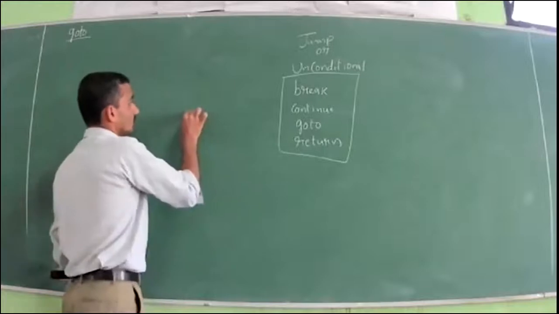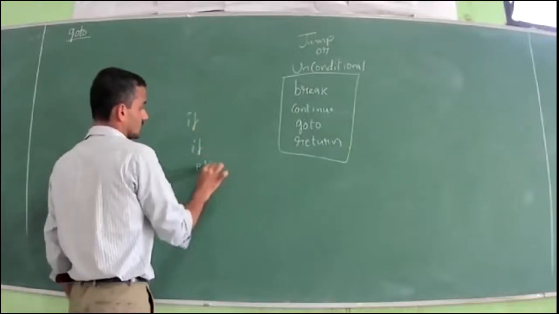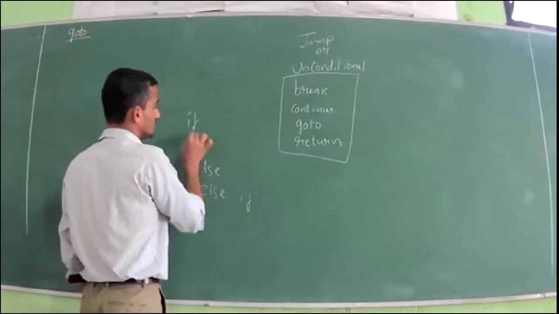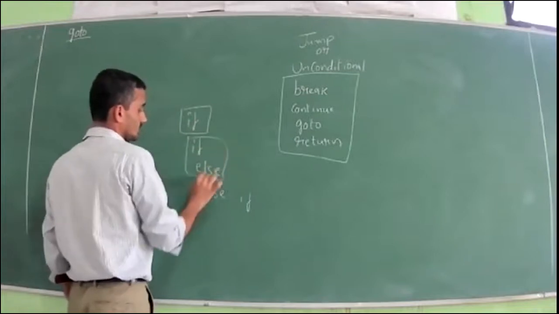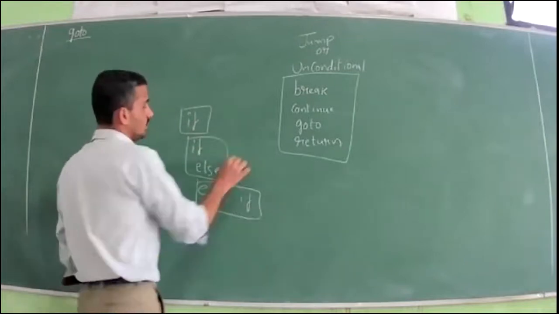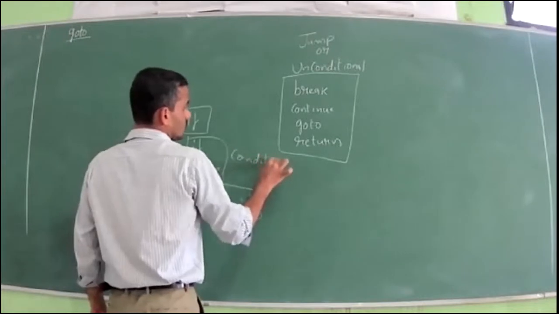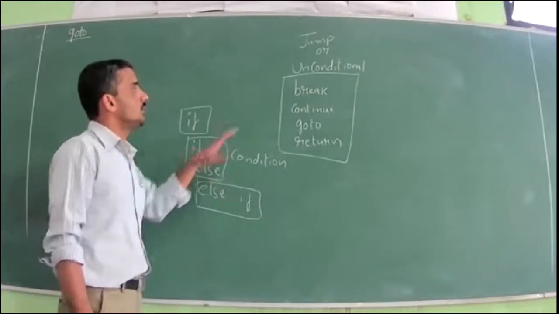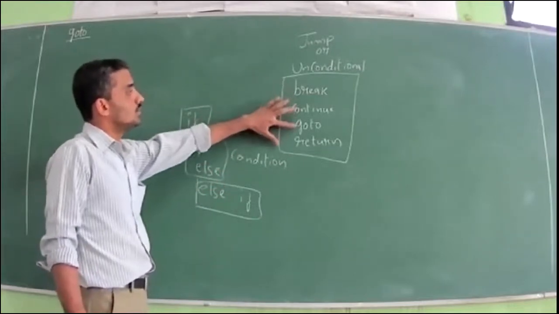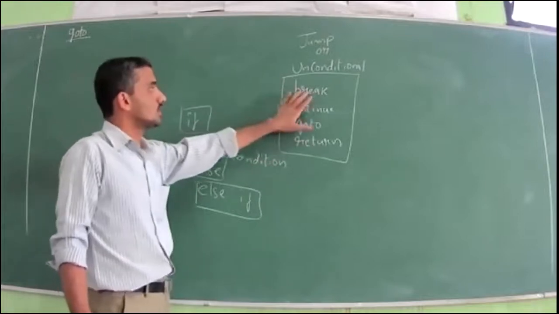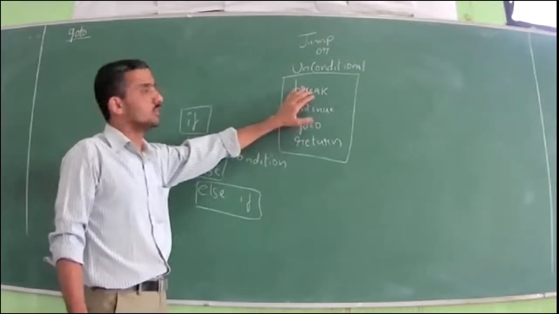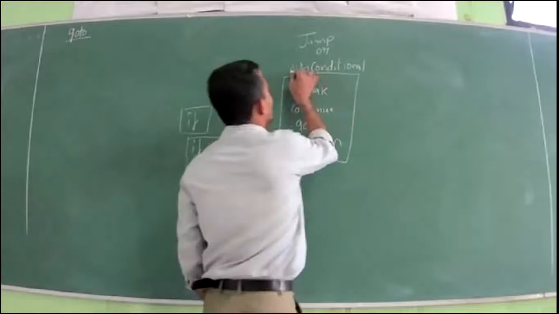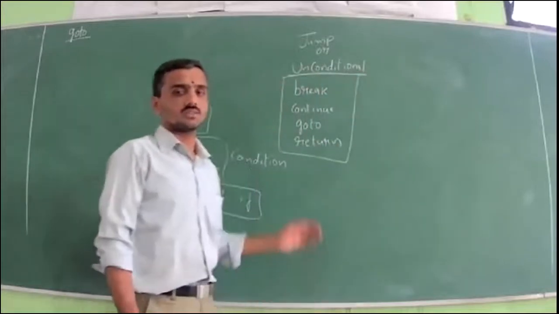See, when I say if else, and else if, in all these cases we write a condition. So based on the condition, program control will be transferred from one part of the program to another part. But in case of break, continue, goto, and return, program control will be transferred from one part of the program to another part without a condition. So here a condition is not required actually. So it is called unconditional. Unconditionally there is a transfer of program control.